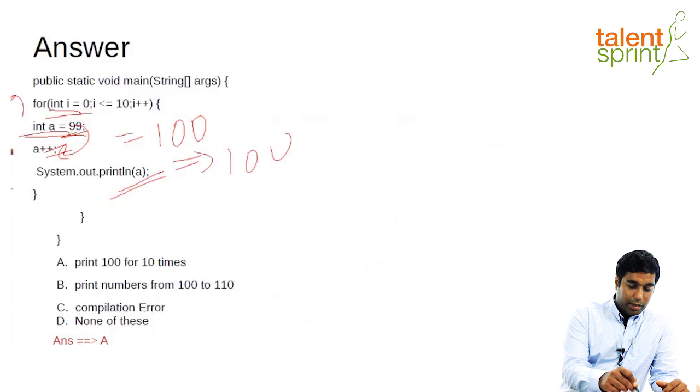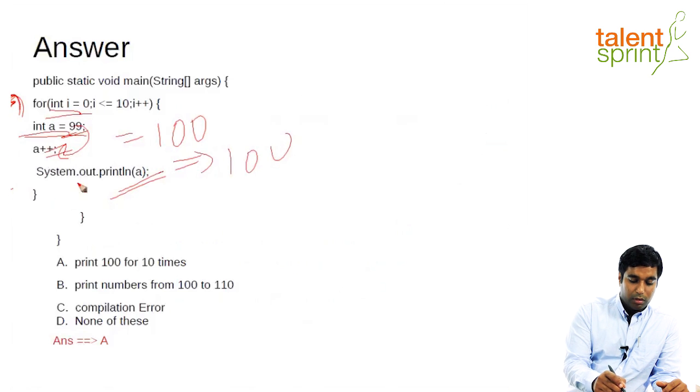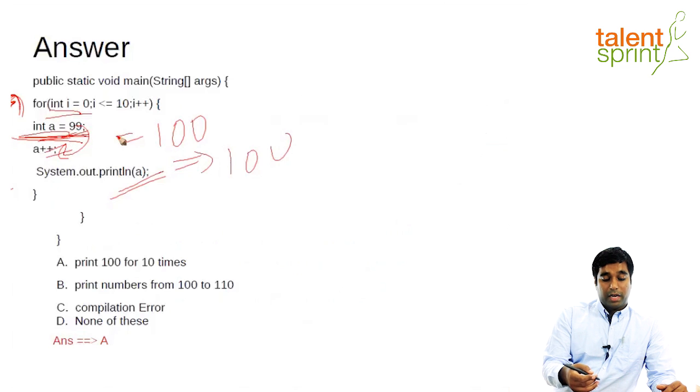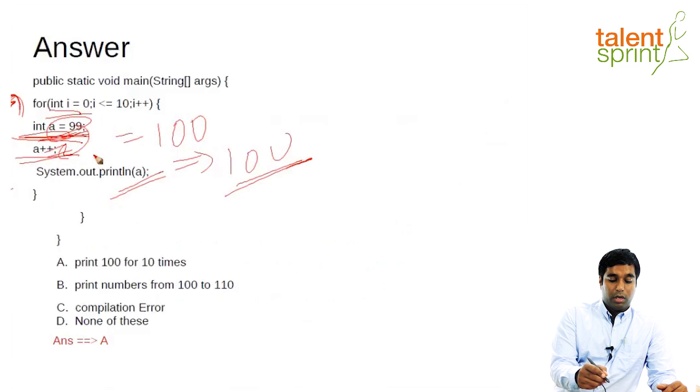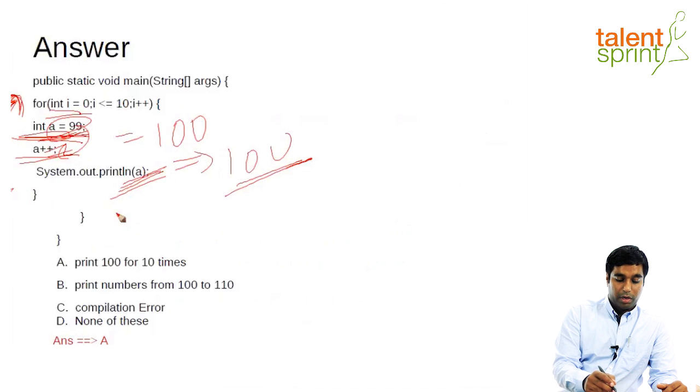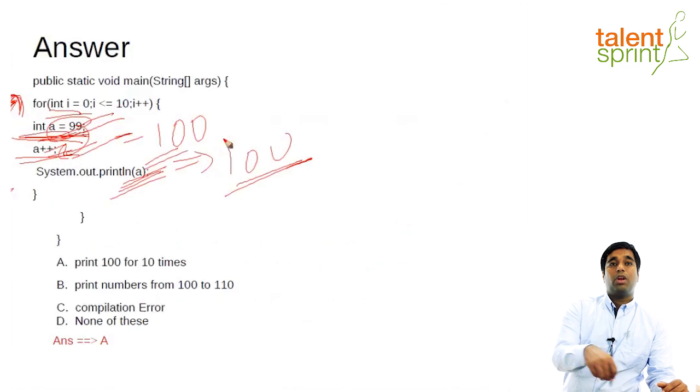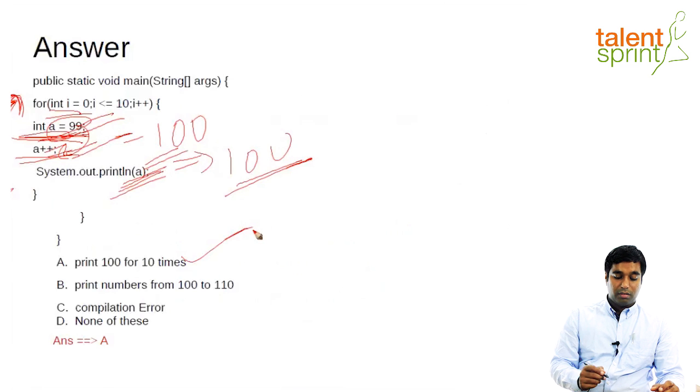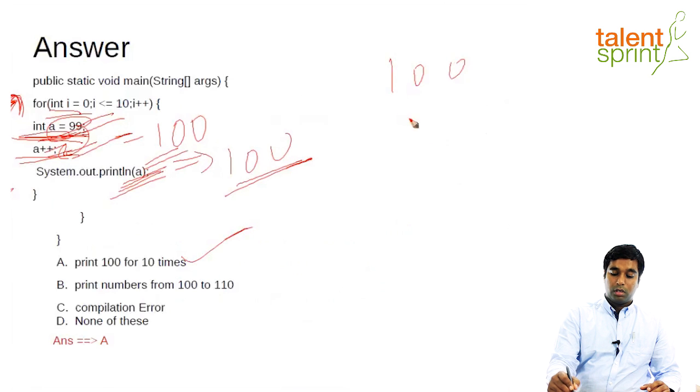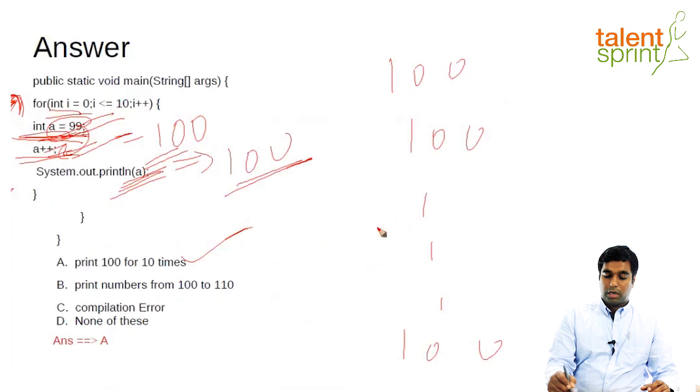Now when the loop starts again, the value of A is assigned as 99. So A is not 100; the value of A has become 99 again. Again it will become 100, so this will print 100. Now the loop goes again, and again the value of A becomes 99, then 100 in the next statement, so it will print 100. This will happen for 10 times, and that is why the answer is A: it is going to print 100 for 10 times.